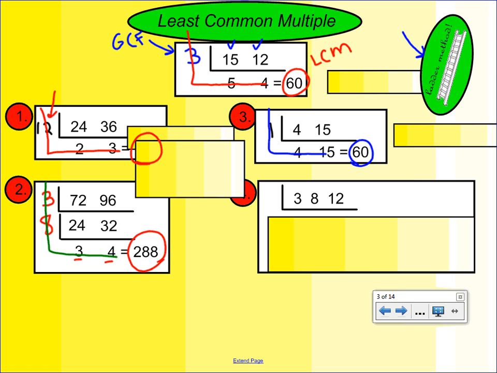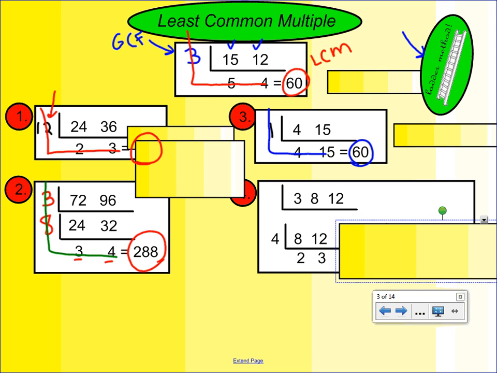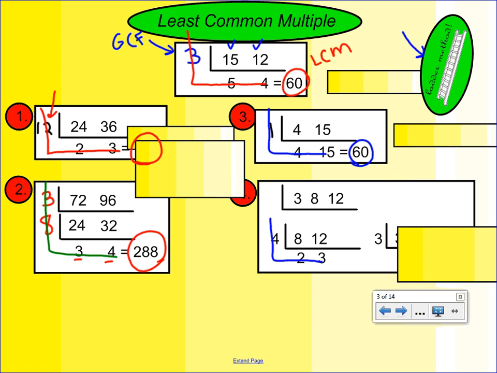Finally, I have 3 numbers to find the least common multiple of. But unlike greatest common factor, I cannot put all 3 in the ladder. So I'm going to choose 2 to work with first. I'm going to work with 8 and 12 first. They can both be divided by 4, and that's going to give me a 2 and a 3. And when I draw my L and I multiply them, that least common multiple is 24.